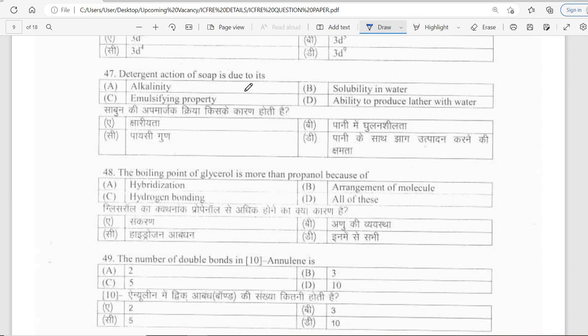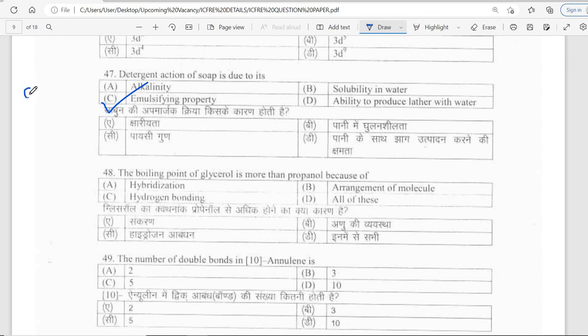Detergent action of soap is due to alkalinity, solubility in water, emulsifying property, or ability to produce lather with water. This is the correct answer: emulsifying property.